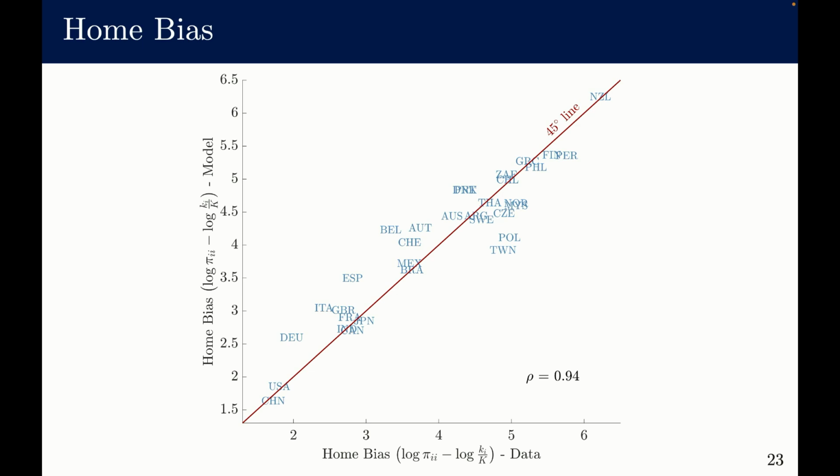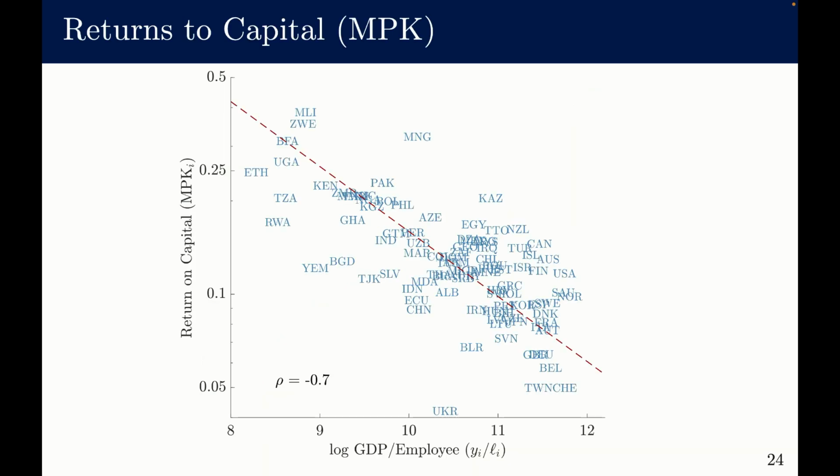This is very important. This is a scatter plot of the relationship between the model home bias and the data. And why is this important? Because remember, the regression only had external investment. The regression didn't see any data about domestic investment. So this is completely out of sample. Okay, so that's the fit of home bias.